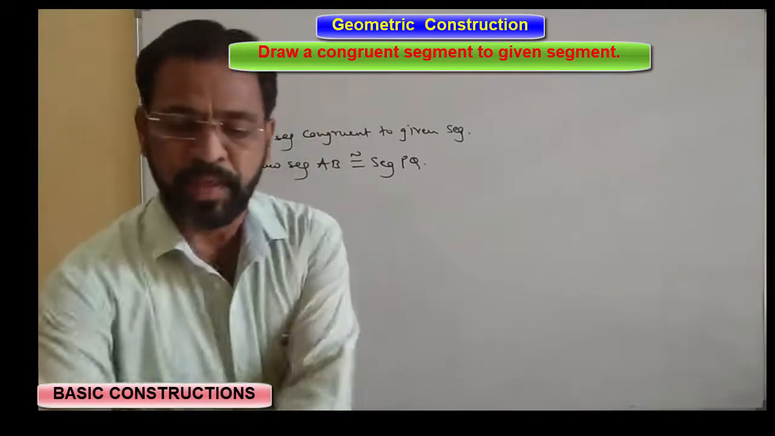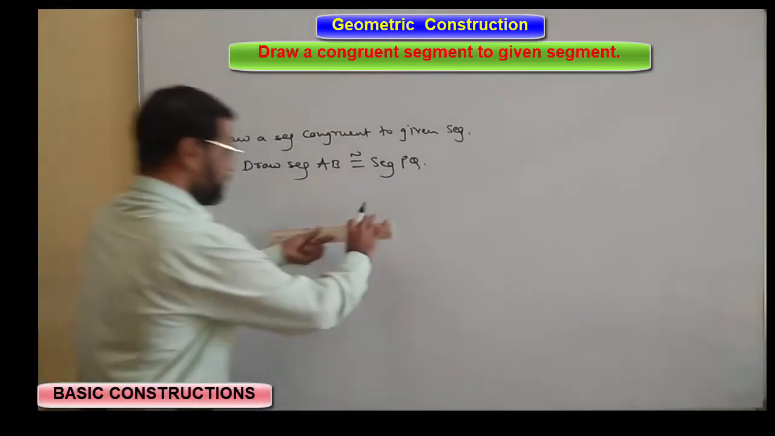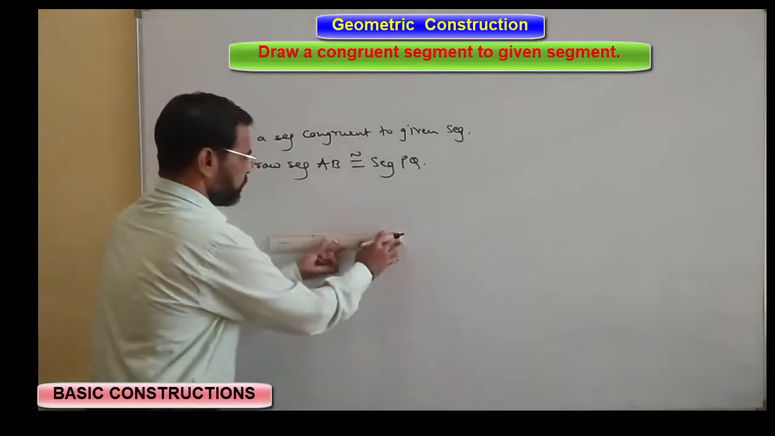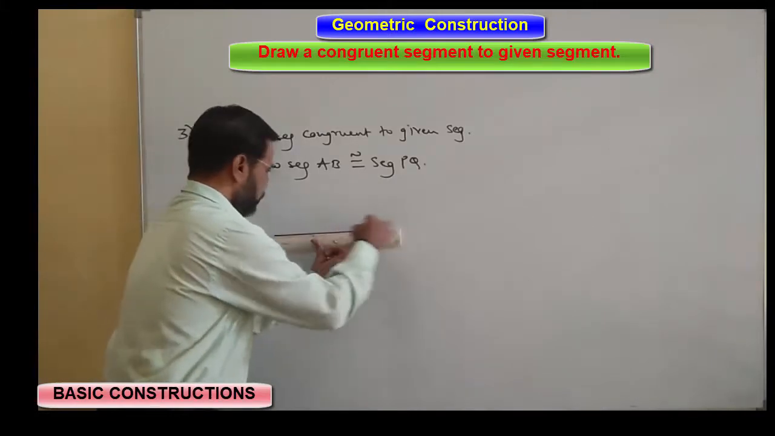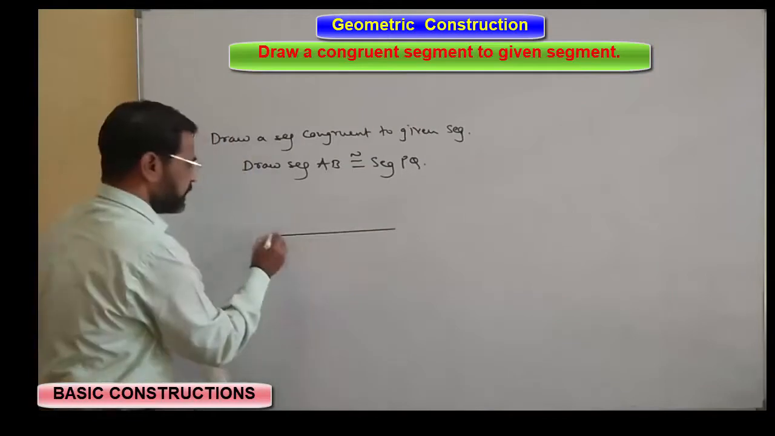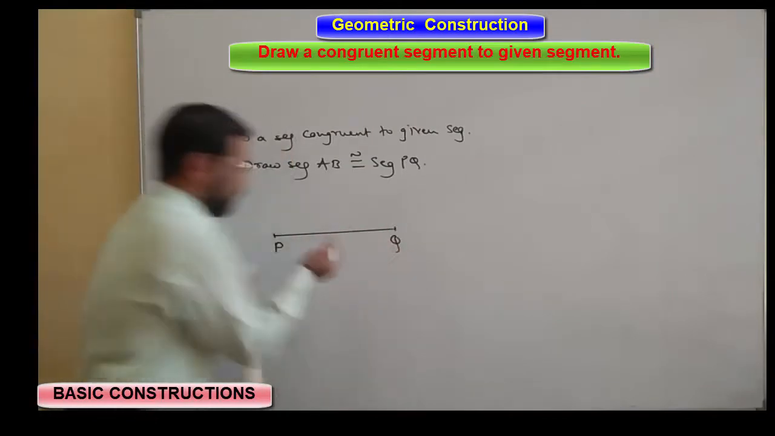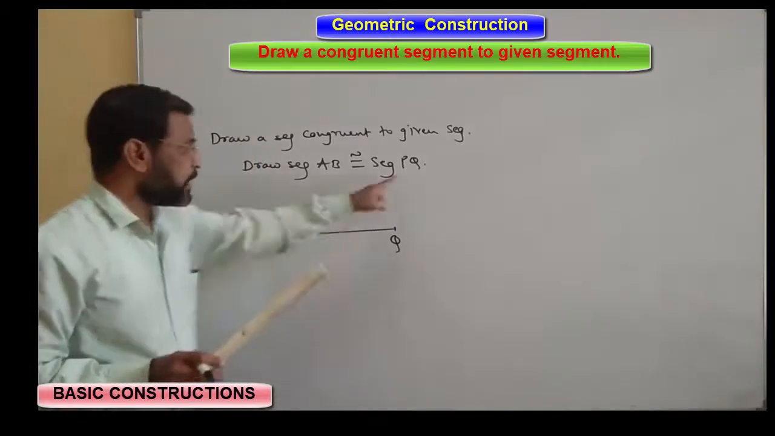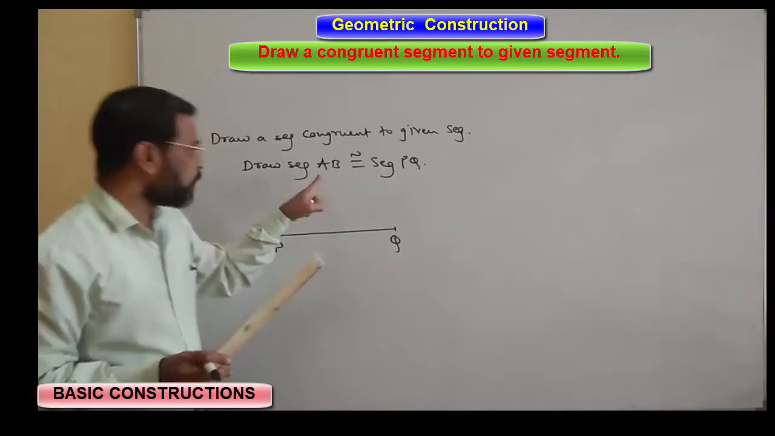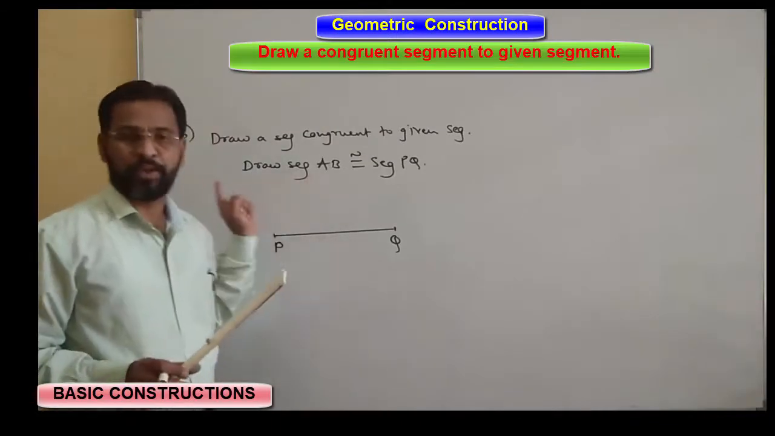See, first I am going to draw one seg PQ here. This is a very simple part. Just suppose one segment of this much length is given to us. Okay friends, this is what? Seg PQ. How much it is, we don't know. We are going to draw the same: the segment PQ is given and we are going to draw seg AB of the same length as PQ.